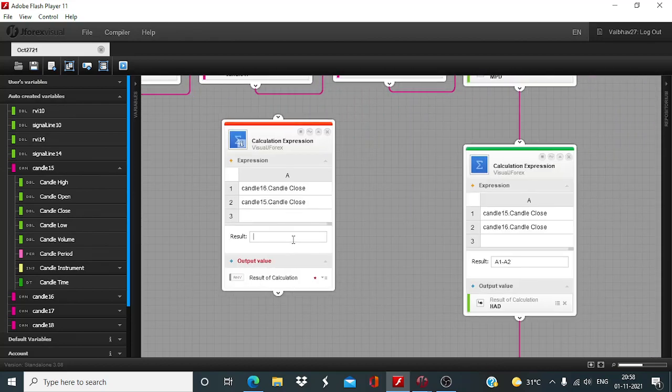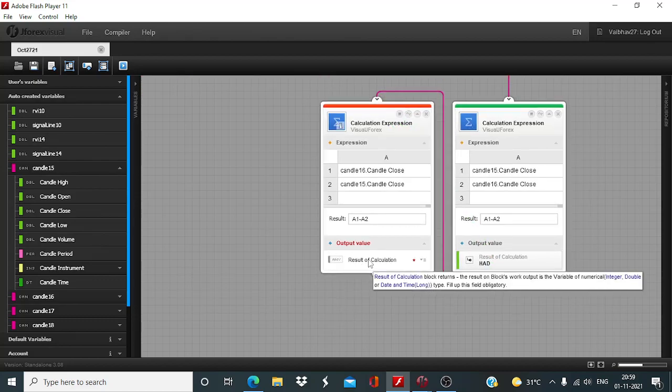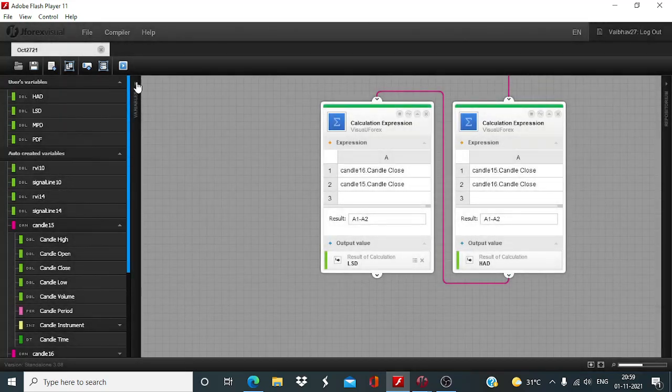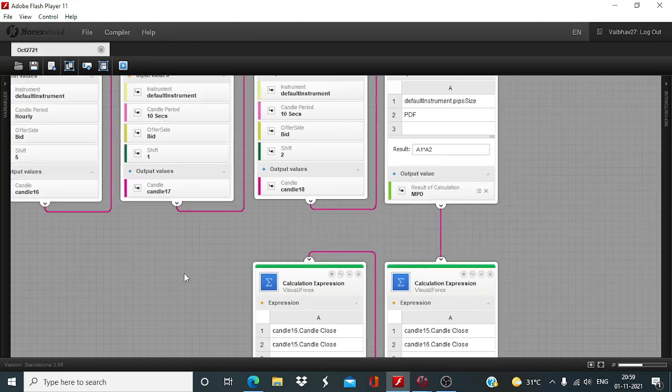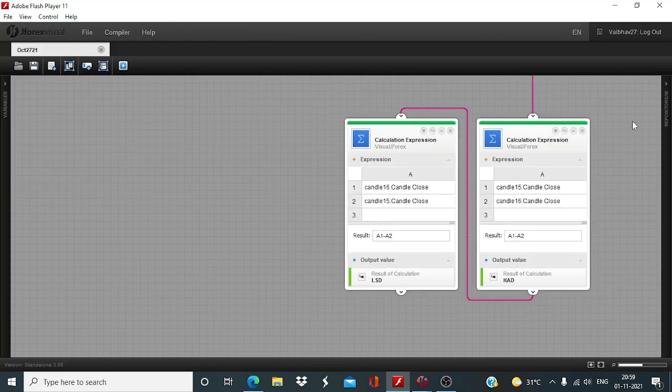As per Excel convention, we have to do A1 minus A2. And here we get the actual difference. So this variable has been created now, which will need to be compared with this minimum requirement, this variable MPD.